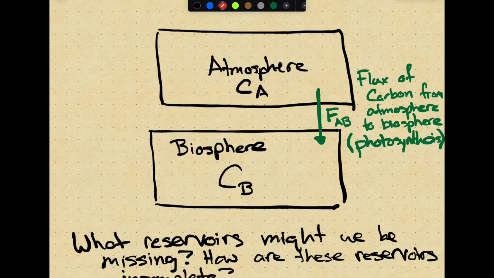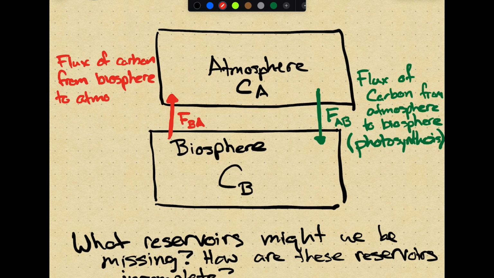Okay, now let's think about fluxes in the other direction. I'm going to label this now F sub BA. That is the flux from the biosphere to the atmosphere. And I'll just write that here in text, the flux of carbon from the biosphere to the atmosphere.